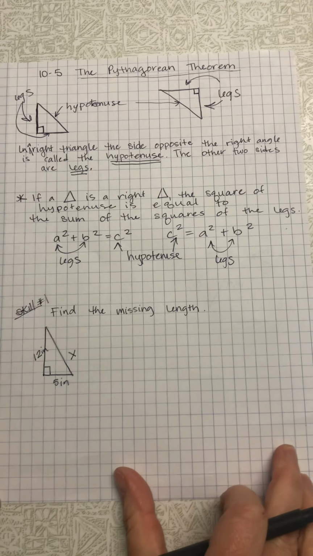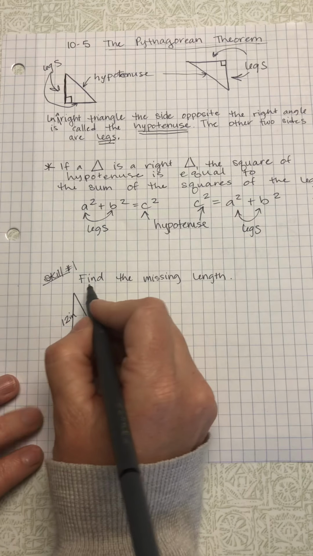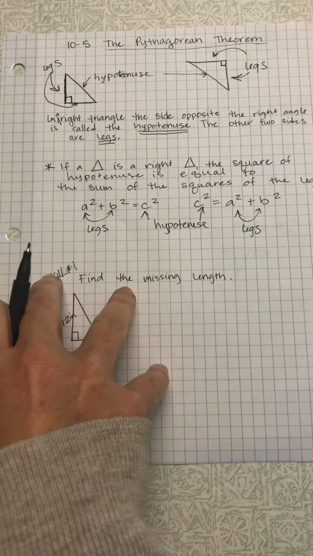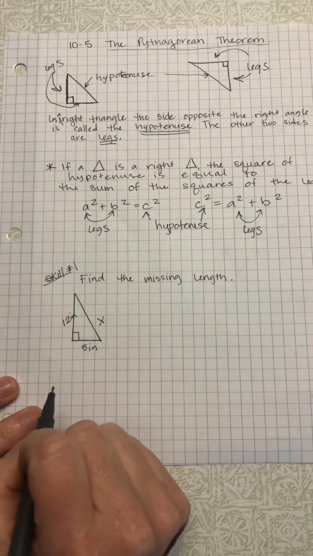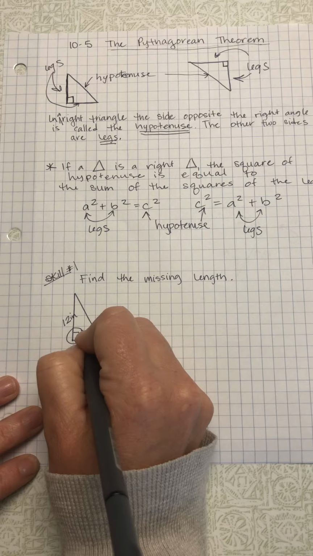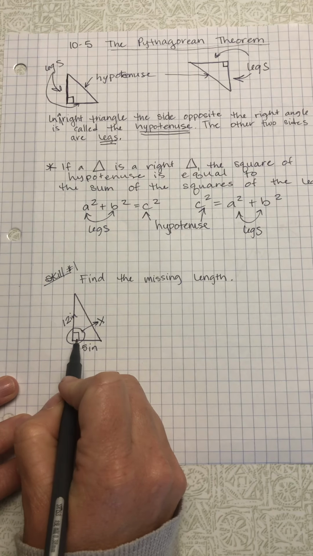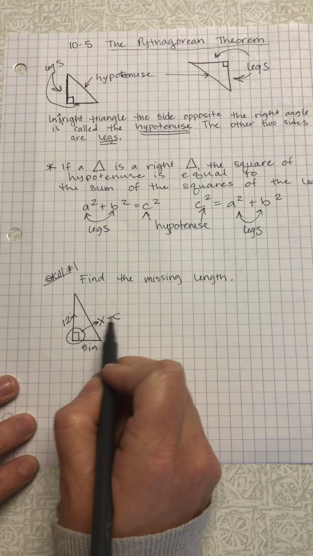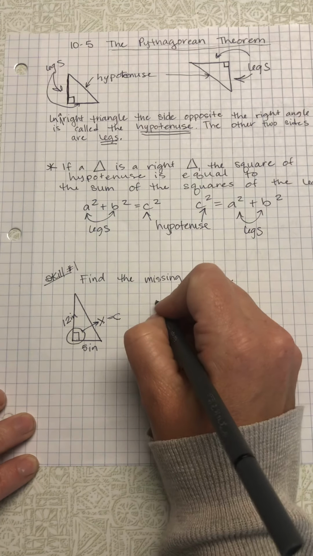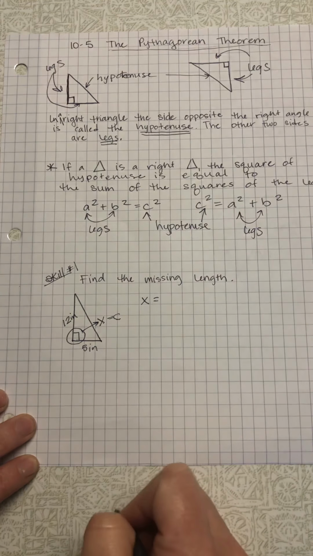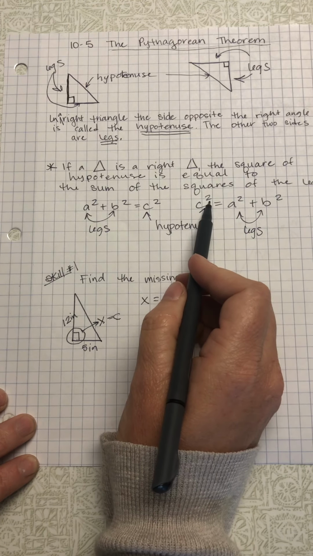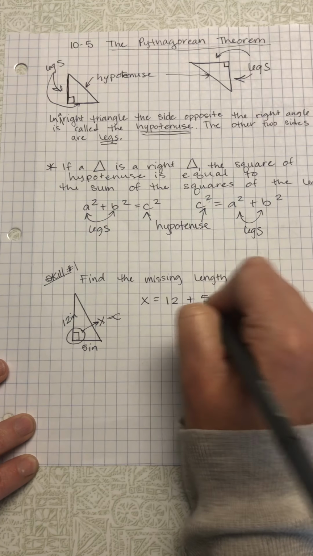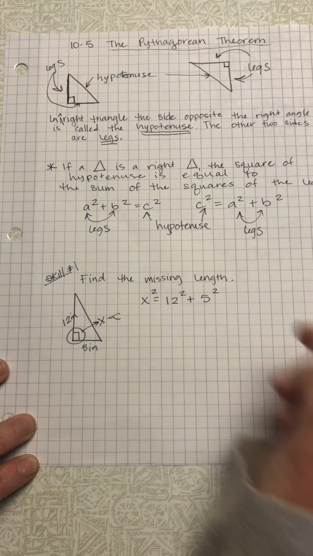Okay? So if we take a look at the example and how we'll be using this, right? So find the missing length. The missing length is x. We have to, by looking at this, determine where A, B, and C are. Because x is opposite the 90-degree angle, C is equal to x, right? This is the C. This is the hypotenuse. So x is equal to, C is equal to, right? 12 plus 5. And in the formula, they're all squared.